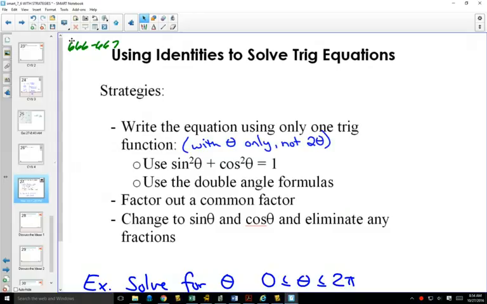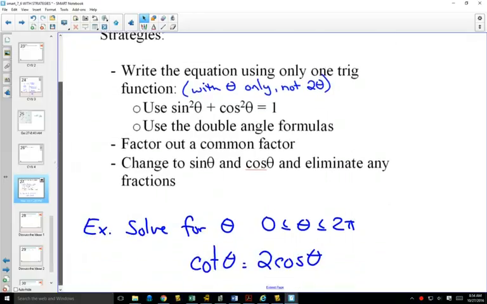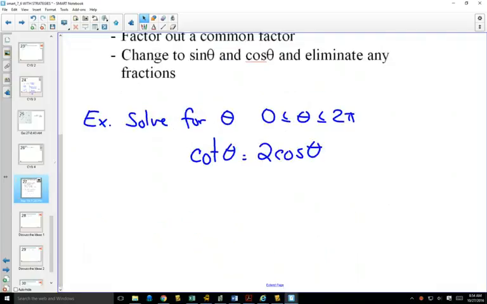So here is our first question to try. We're going to solve for theta between 0 and 2 pi, and we have cotangent of theta equals 2 cos theta. So initially looking at it, yes, we have two different trig functions here. That means this is going to be hard to solve for.